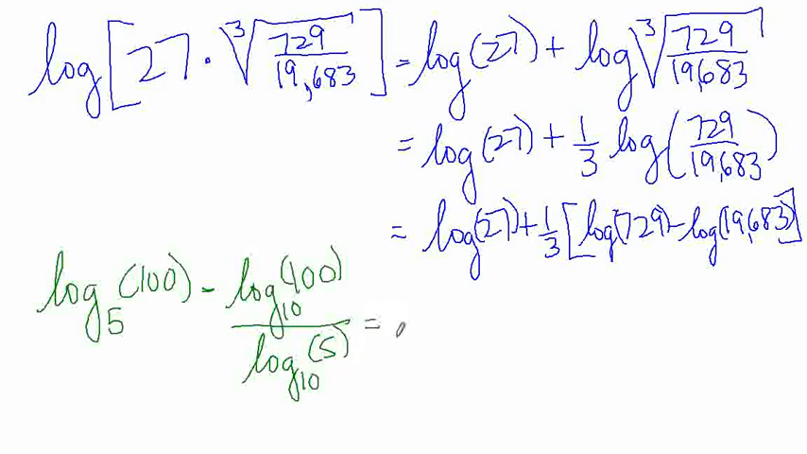Okay, and the top one, we don't even have to do that one on our calculator. We know that 10 squared is 100, so that gives 2. So you just need to punch the denominator in your calculator. And if you do that, you'll get 2.861 approximately. Okay?